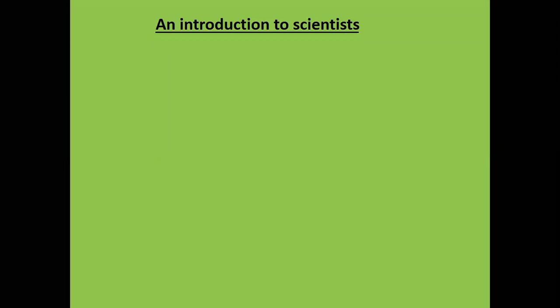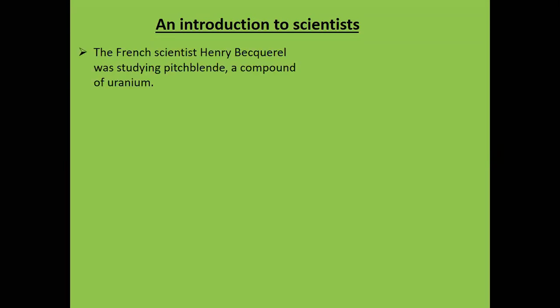So, an introduction to scientists. We're going to first learn about a scientist who carried out a very interesting experiment, which he wasn't aware of, which he was actually not looking for as the product. He was a French scientist. His name was Henri Becquerel. Henri Becquerel was studying pitchblende. Now, pitchblende is a compound which is made of uranium, so it has uranium as one of the elements.